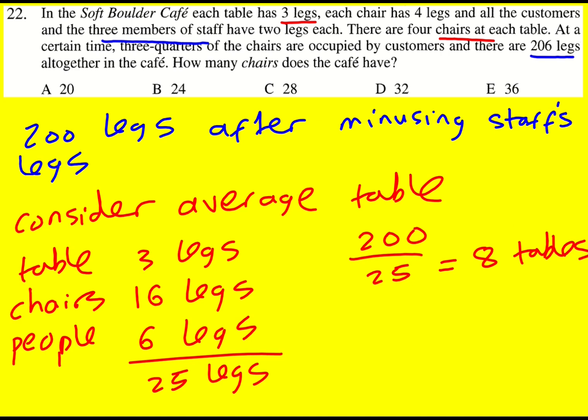And we're asked how many chairs the cafe has. We know that there are 4 per table, so 8 times 4 gives us an answer of 32.